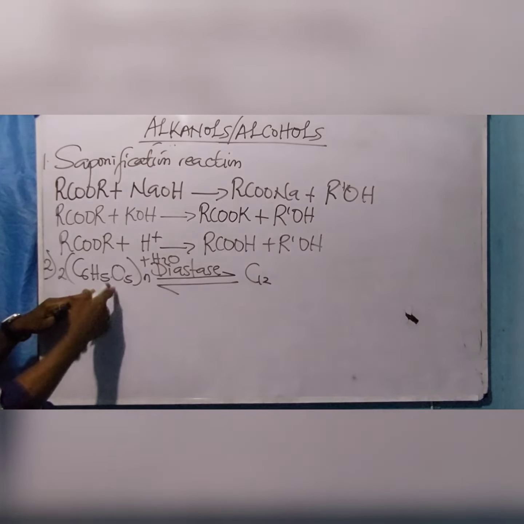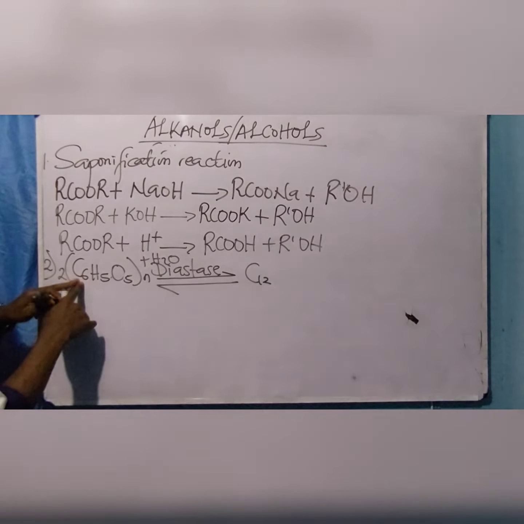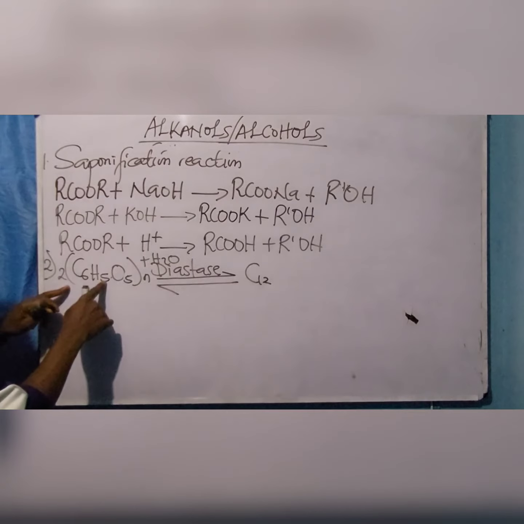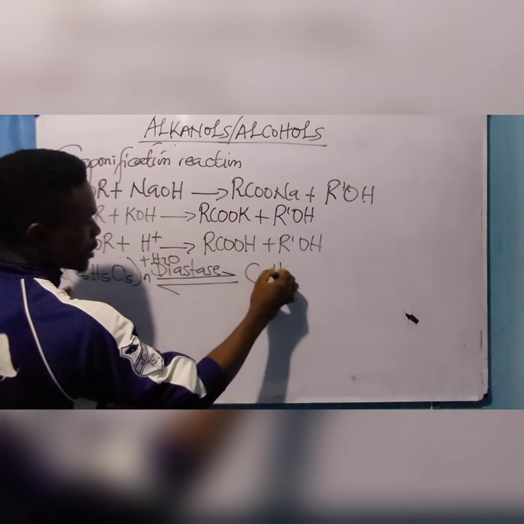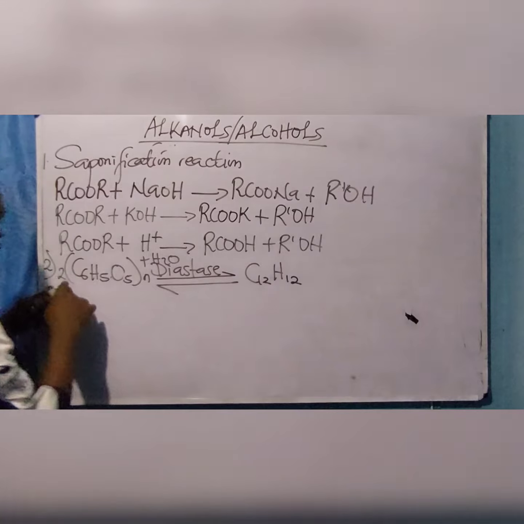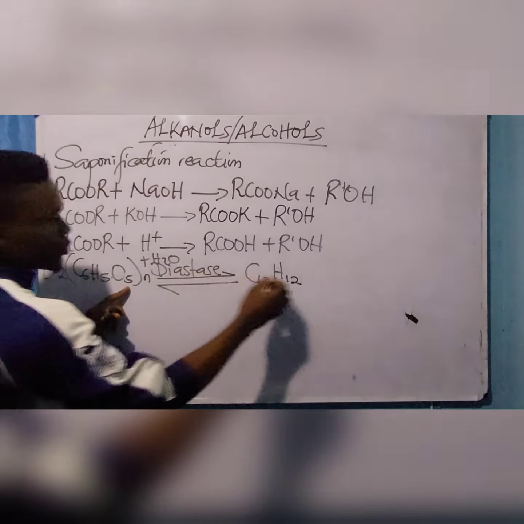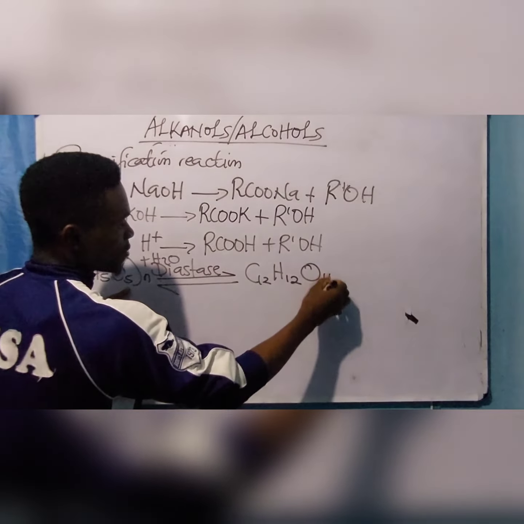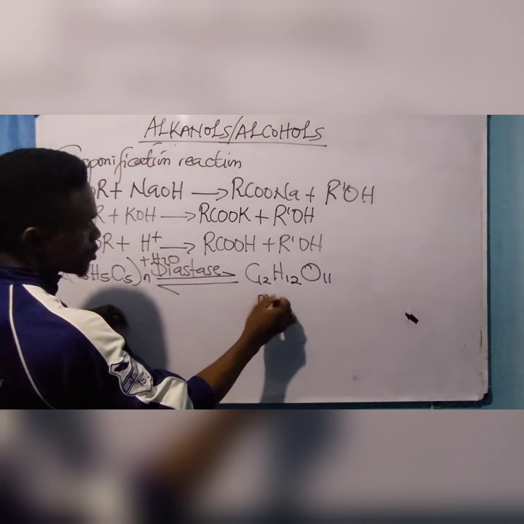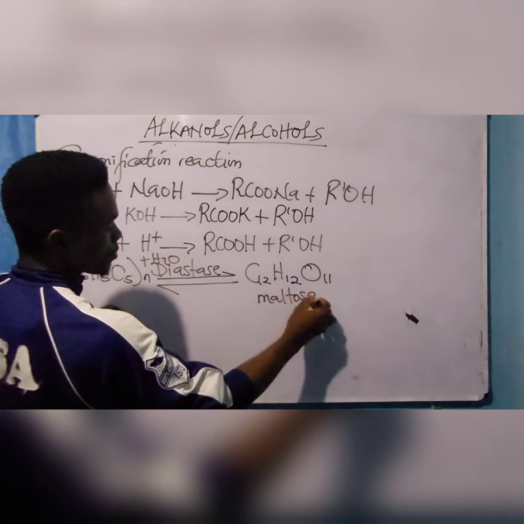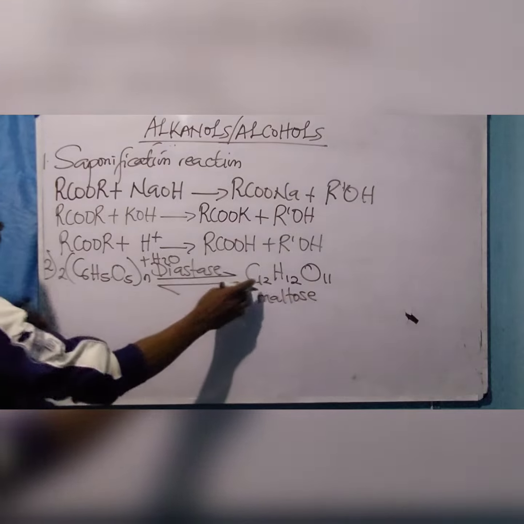Water is added to this molecule. Then 2 times 6 is 12. 2 times 5 is 10. Plus this 2, you have H12. Then 2 times 5 is 10, plus this O, that is O11. So this is a maltose.